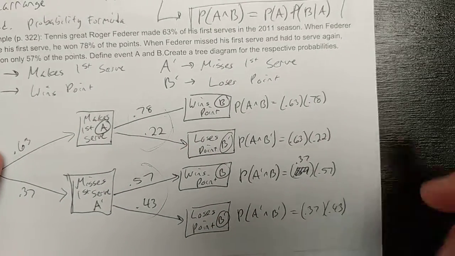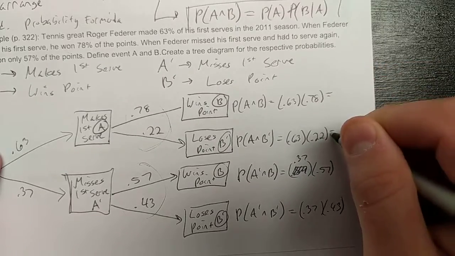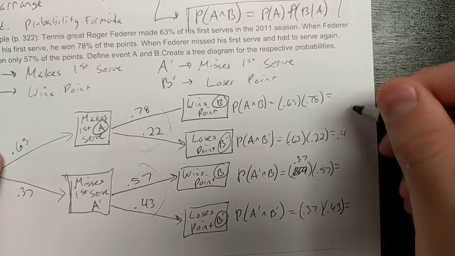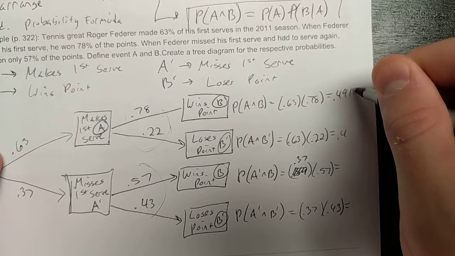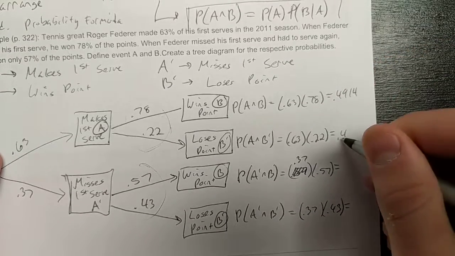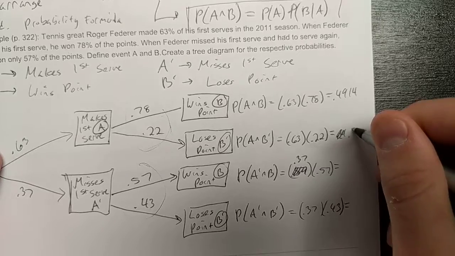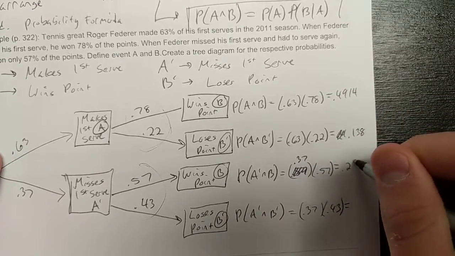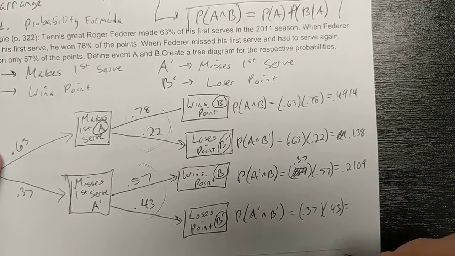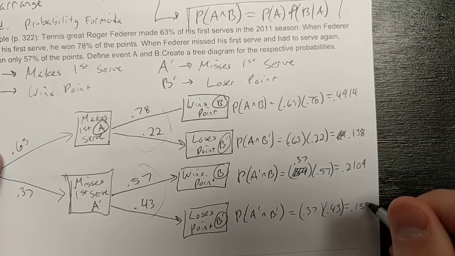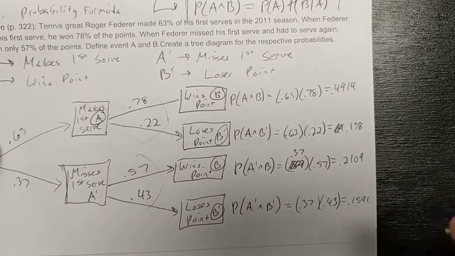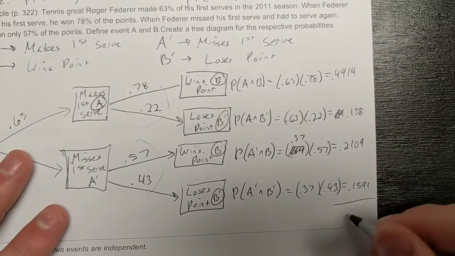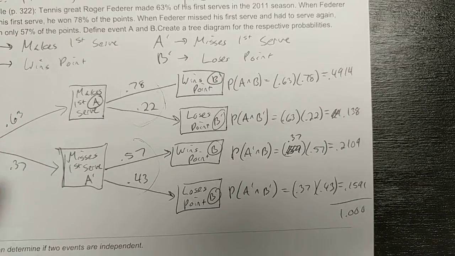Simple multiplication rule. And when you multiply all of these out, you get 0.4914, 0.138, 0.2109, and 0.1591. And these four respective probabilities, when you add them together, you should get a total of 1.000.